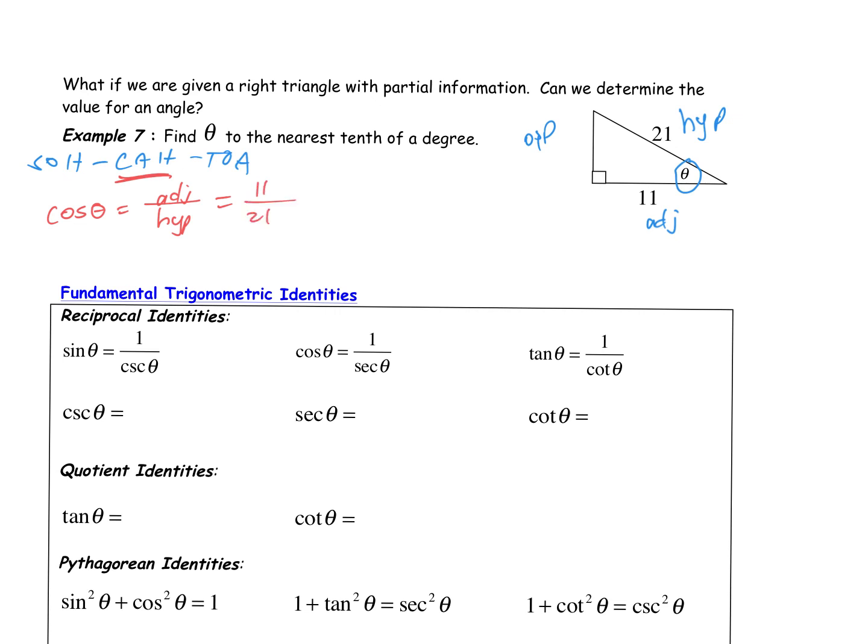And now, in order to find the measure of the angle, we can use the inverse trig function. Typically, we don't bother writing cosine inverse of cosine theta equals cosine inverse of 11 over 21. We'll just skip a step and say theta is equal to cosine inverse of 11 over 21. If we enter that in our calculator and we're in degree mode, we'll find that theta is 58.4 degrees.